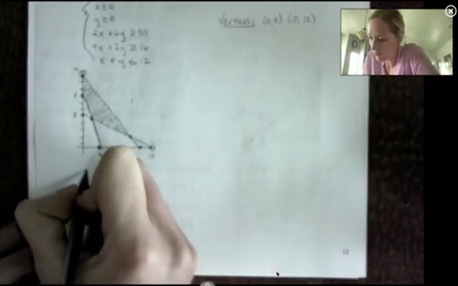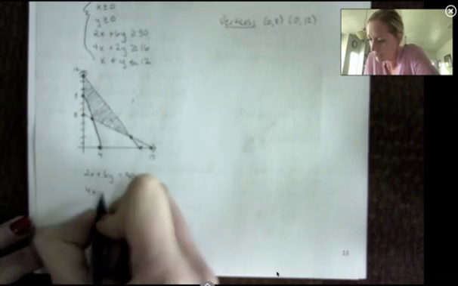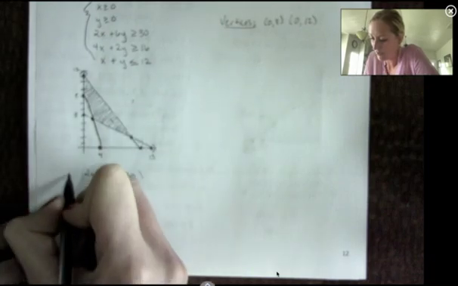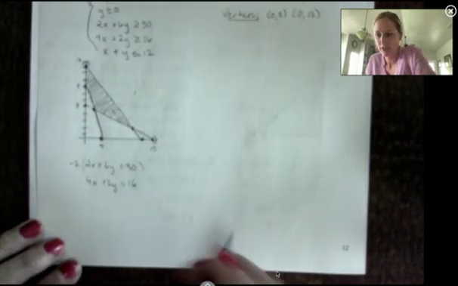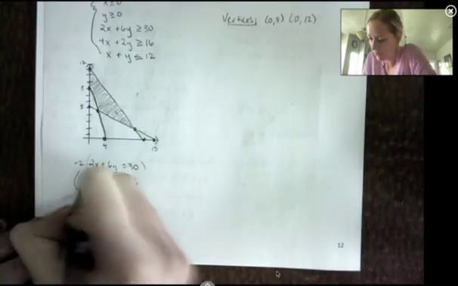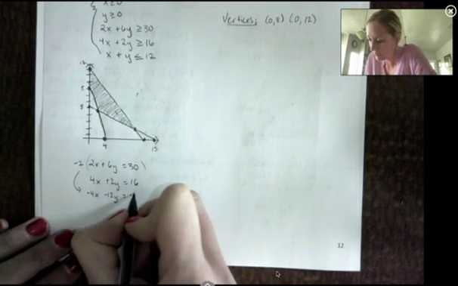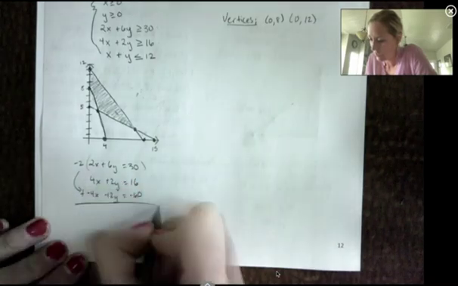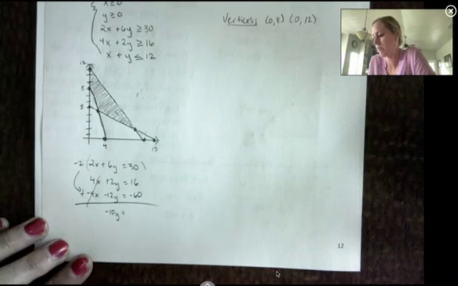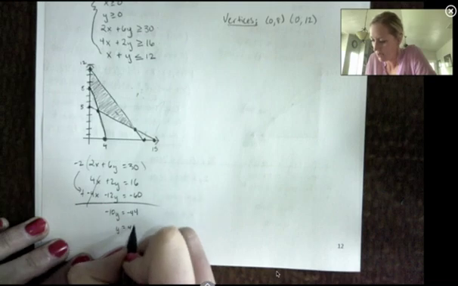So I have 2x plus 6y equals 30, and 4x plus 2y equals 16. I'm going to multiply the top by -2, cancel my x's. So I've got -4x minus 12y equals -60. Add. So I get -10y equals -44. So I get y is 4.4.